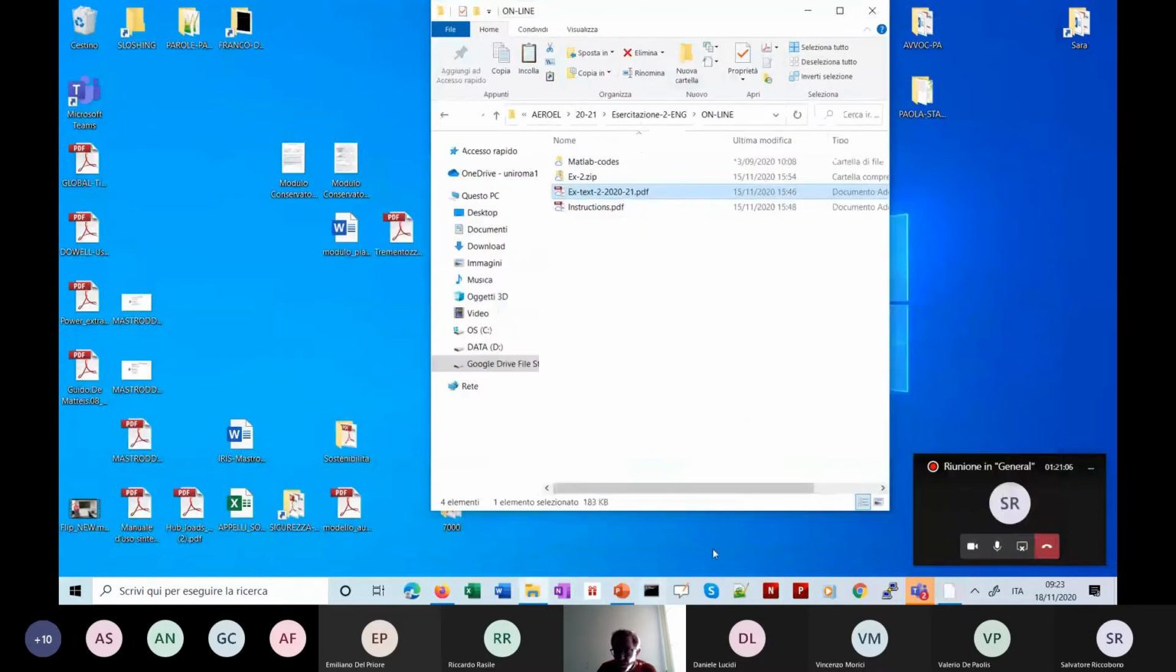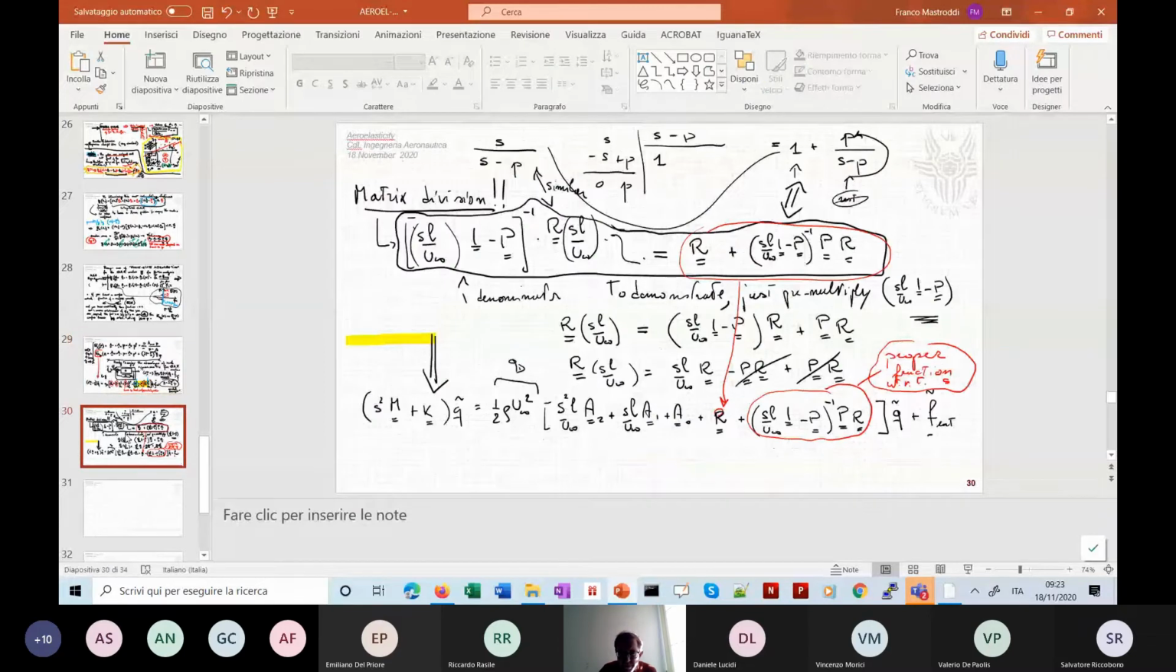Let's go to our presentation here. And here now we have performed this operation of division, and now we are ready for defining our new state variable.